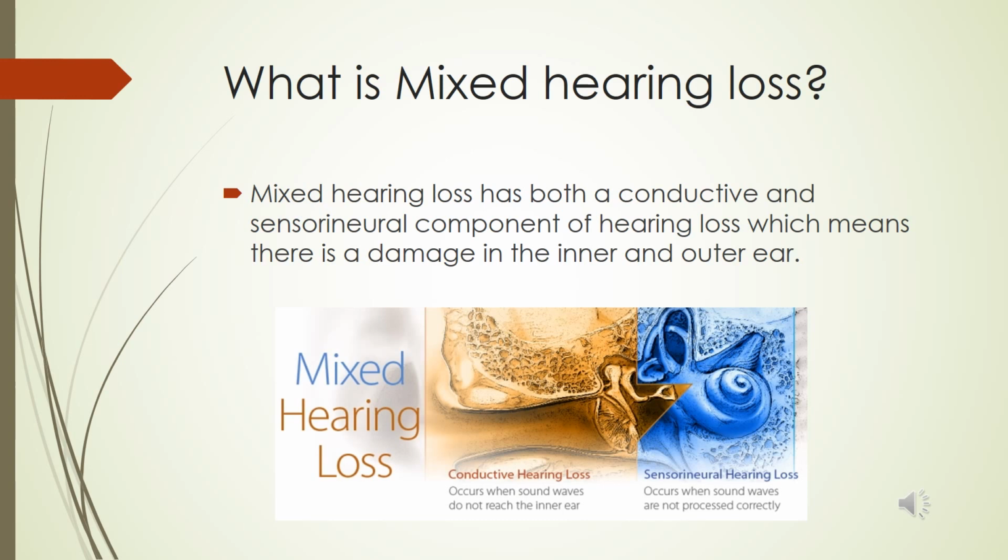What is mixed hearing loss? Mixed hearing loss has both a conductive and sensorineural component of hearing loss, which means there is damage to the outer ear and middle ear's ability to conduct sound into the inner ear. Conductive hearing loss can be in the outer ear, middle ear, or both. Sensorineural hearing loss can be in the cochlear nerve, auditory nerve, or both. The picture you see here shows where the conductive hearing loss is located in the yellow and where the sensorineural hearing loss is located in the blue. Mixed hearing loss will be in the middle, which is damage to both sides.